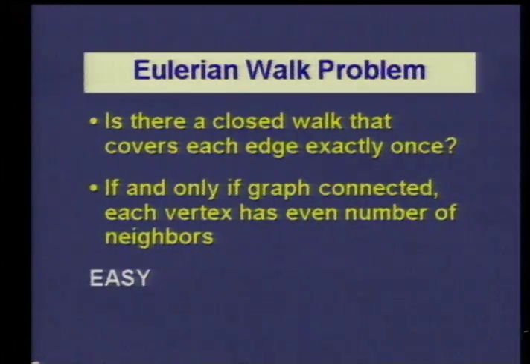Such a walk exists, assuming that the graph has no isolated vertices, if and only if the graph is connected, meaning that there's a path from any vertex to any other vertex, and each vertex has an even number of neighbors. Since these conditions are readily checked, the problem of deciding whether a graph has an Eulerian walk is an easy computational problem.